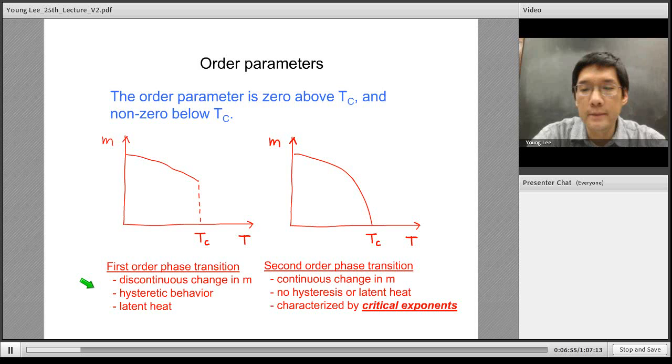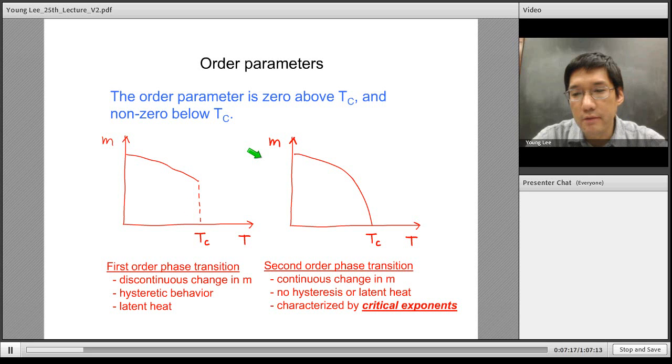There are some consequences or things that go hand in hand with that. You get hysteretic behavior. For example, on warming and cooling, you might get shifts in where this phase transition occurs, and there's a latent heat associated with this phase transition.